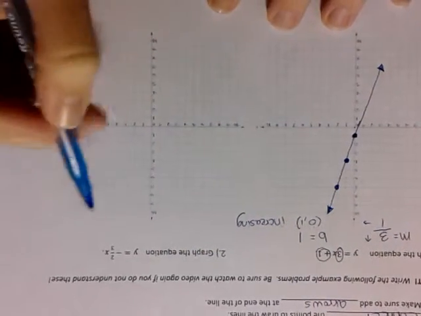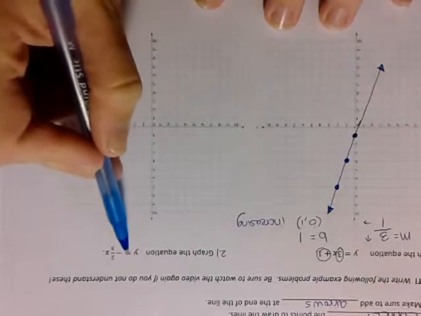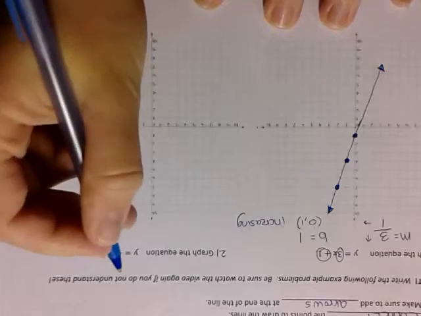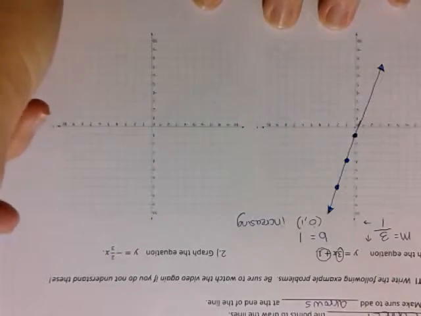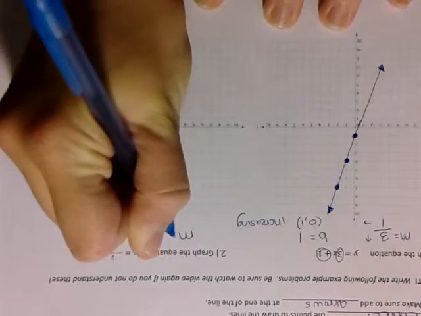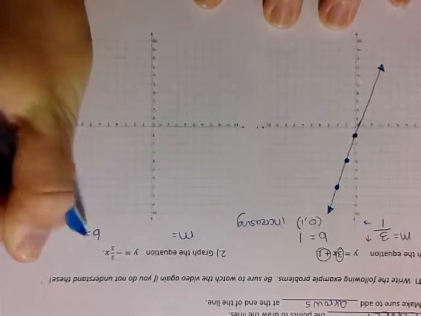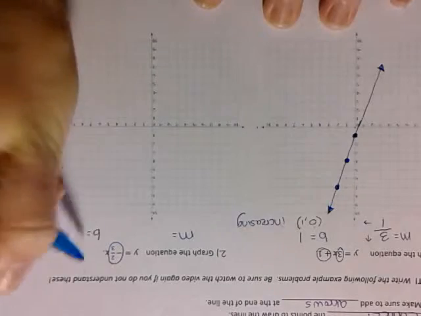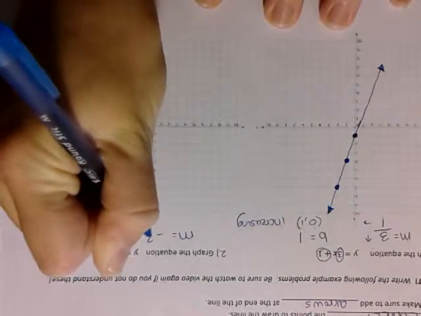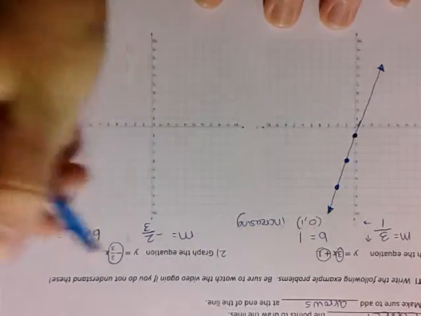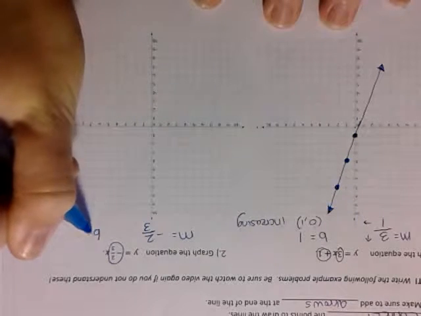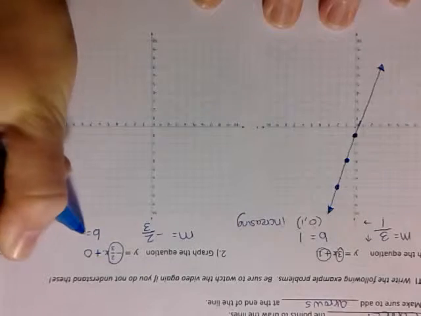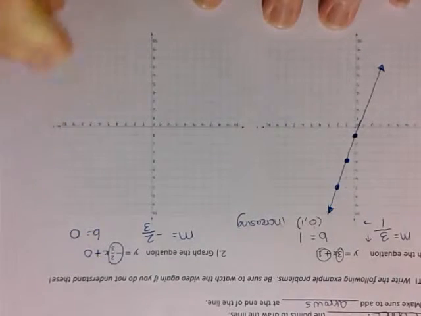Number 2, it says graph the equation y equals negative 2/3 x. Again, my first step is to find the slope and the y-intercept. The slope here is the number in front of x. So this would be negative 2/3 is the number in front of x. And my y-intercept, I don't see one here. That means there's an invisible plus 0. So my y-intercept here is 0.